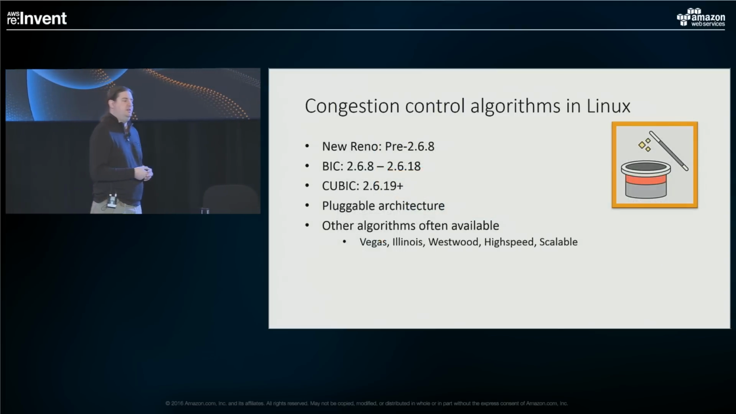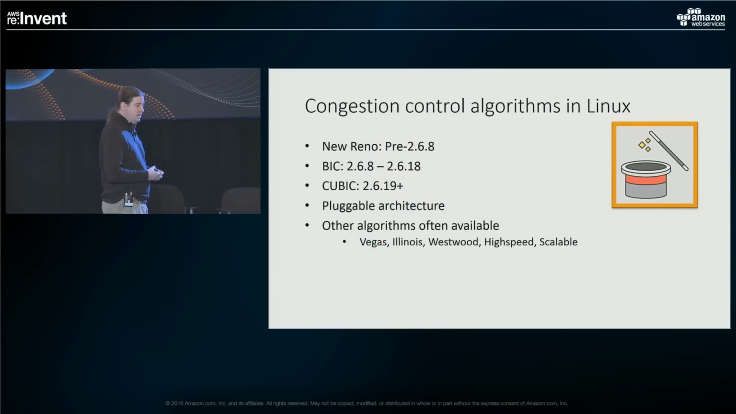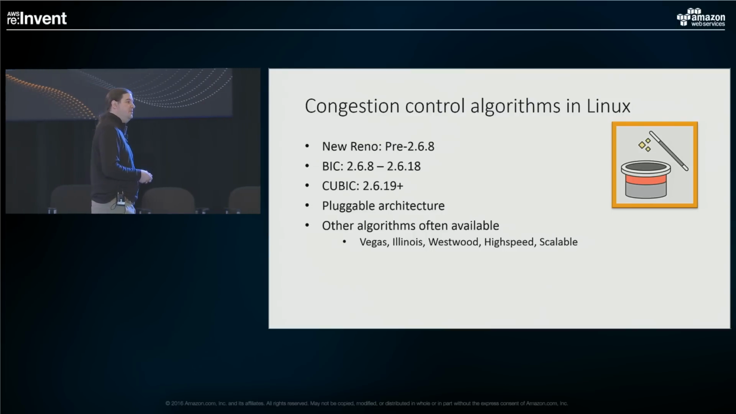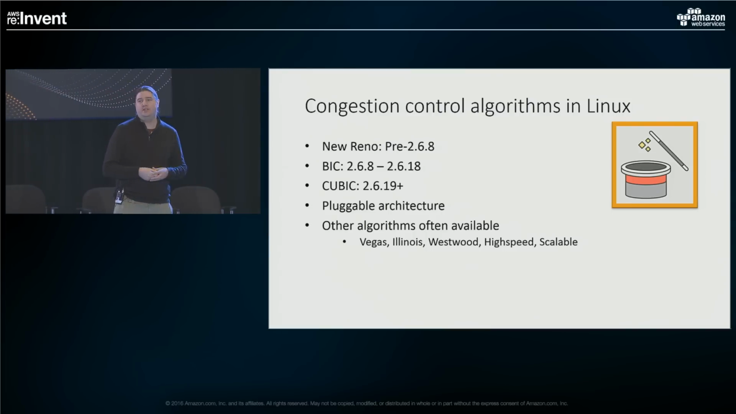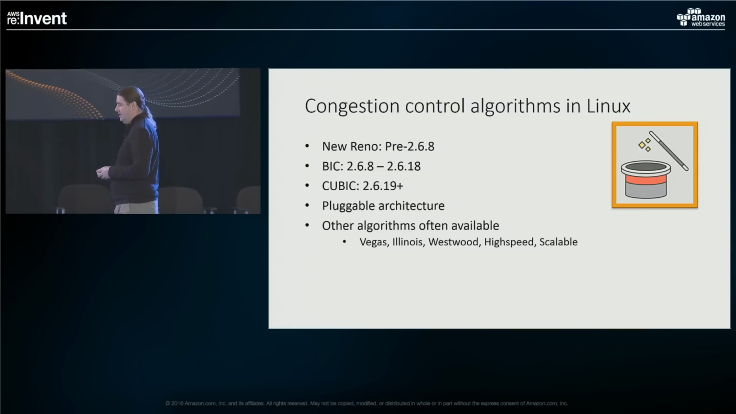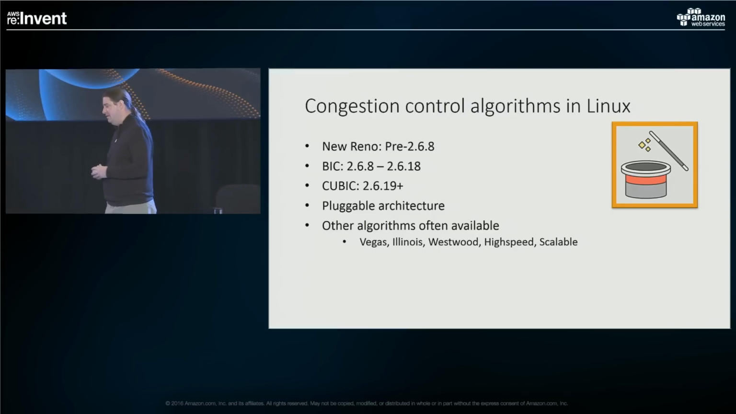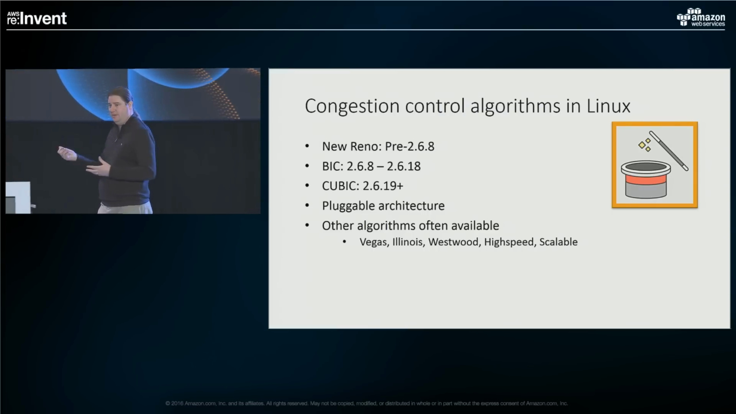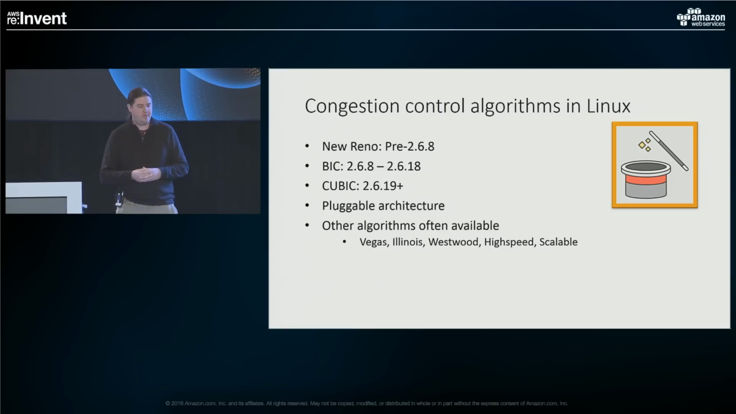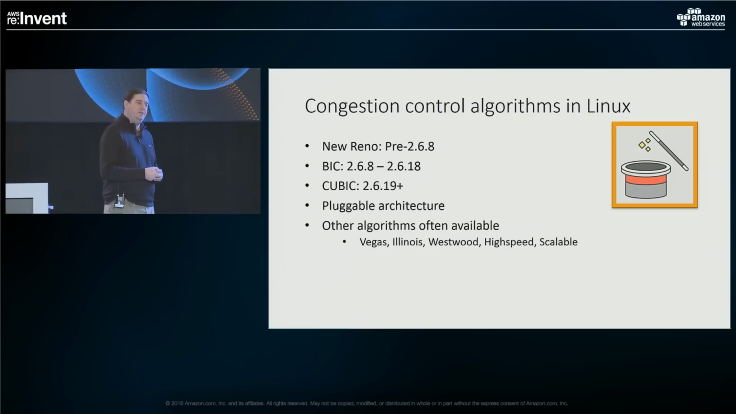So if you look at the history of the congestion control algorithm on Linux, you can see it's actually changed several times over the years. Back before 2.6.8, it was an implementation called New Reno. Starting at 2.6.8, it switched to something called BIC. And now the modern builds of the kernel use something called Cubic, which we saw before with the ss tool. There's a bunch of other implementations out there.